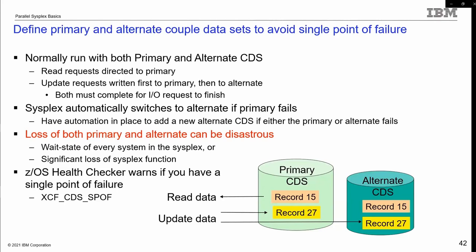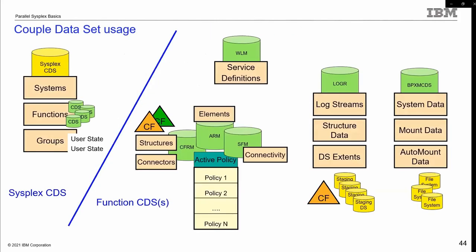And again, we have something called z/OS Health Checker, which can actually make sure that you have two data sets defined for your couple data sets. Now, there are multiple kinds of data sets. We've been focusing on the very left, the Sysplex couple data set, which is really going to, again, manage status and state information within it. And it's very critical for the Sysplex.